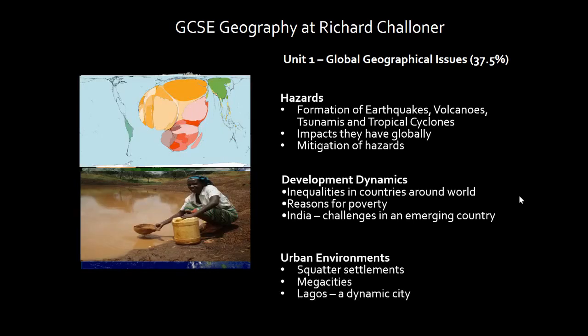The final component of Unit 1 is looking at urban environments. Here we focus on squatter settlements, we look at megacities, we look at where people are distributed, we look at where people live, and this all culminates in a case study of Lagos. We refer to it as a dynamic city due to its changes, its challenges, and the impacts that those challenges pose for the future generations of Lagos.